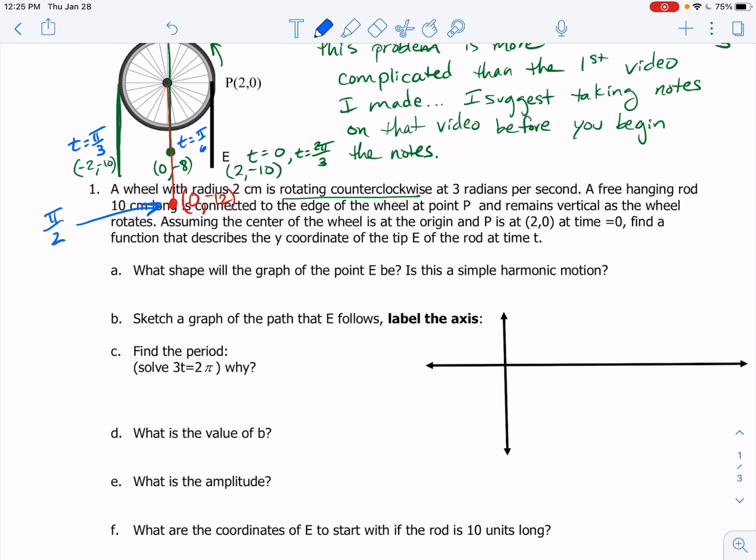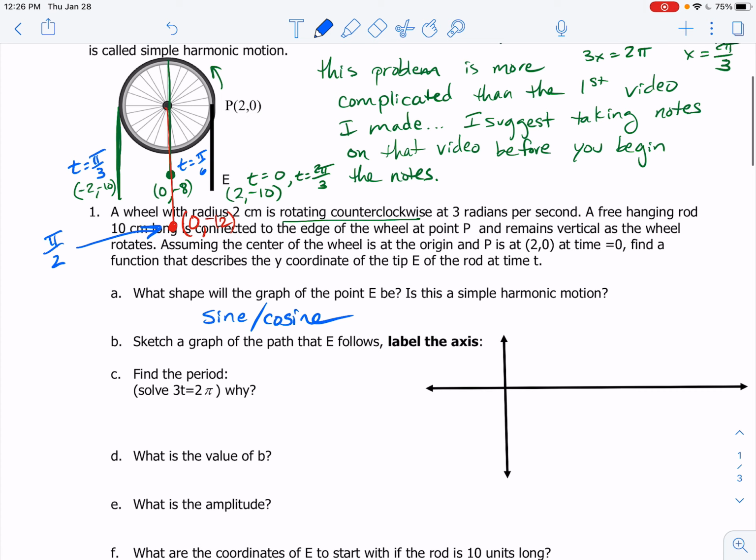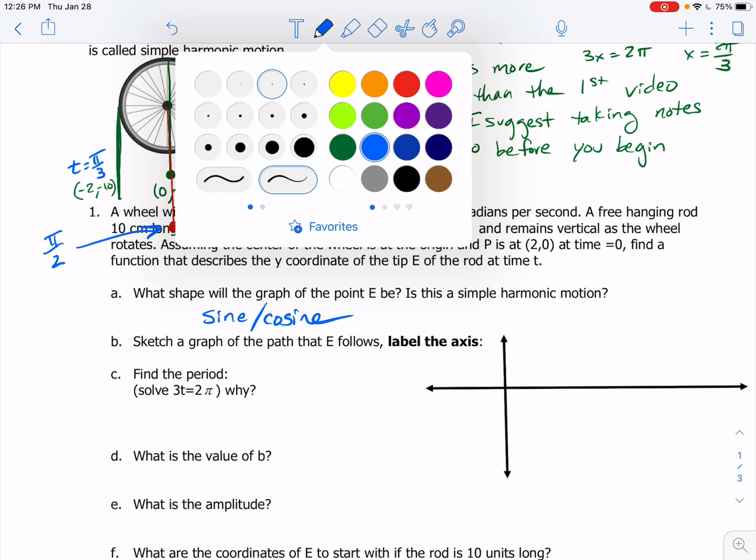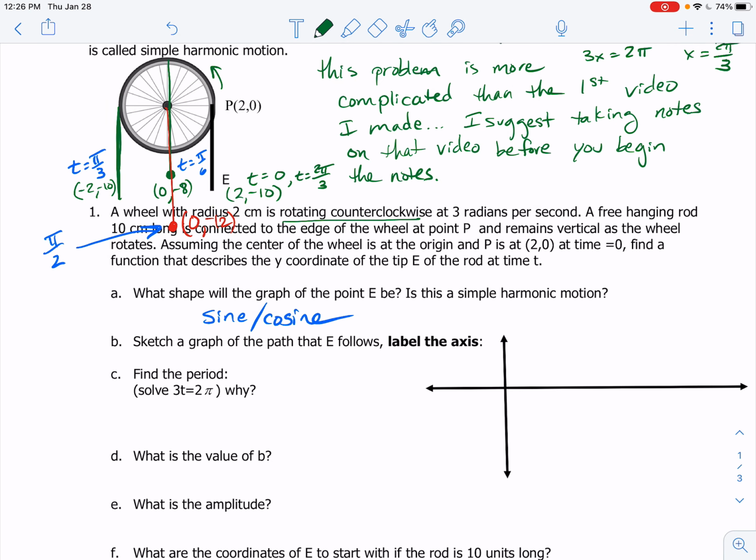What shape will the graph of point E be? Is this a simple harmonic motion? Yes. So you could say it's sine or it's cosine, depending on how you want to write the equation. So what we have here is at time 0, we have a height of negative 10. Then it's going to go up and then come back to negative 10, down to negative 12, and then back.